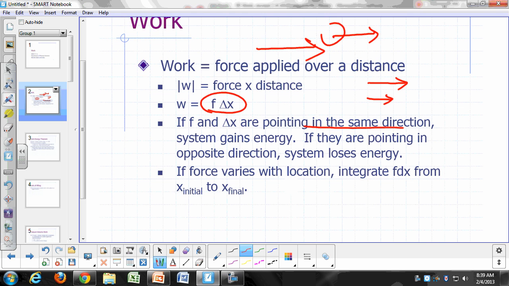It speeds up, right? It gains what we call kinetic energy. It gains energy. But if they're pointing in opposite directions, then you expect the system to lose energy. So if you have an object that's moving that way, but your force is pointing in the opposite direction, what happens to it? Okay, it slows down, it loses kinetic energy.